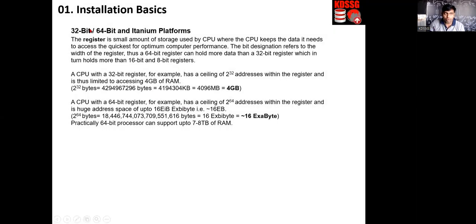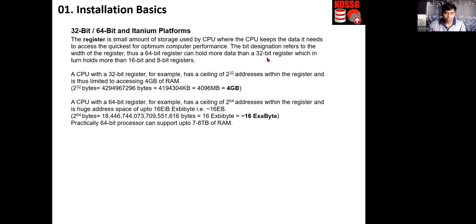So I just showed you, look at this. 32-bit systems, 2 to the power of 32 equal to this number, 4 GB. And 64-bit systems, sir. One second, please. Yeah. So for 64-bit systems, look at 2 to the power of 64. This is the number. 16 exabyte, 16 EB. Practically, sir, it's 7 to 8 TB.